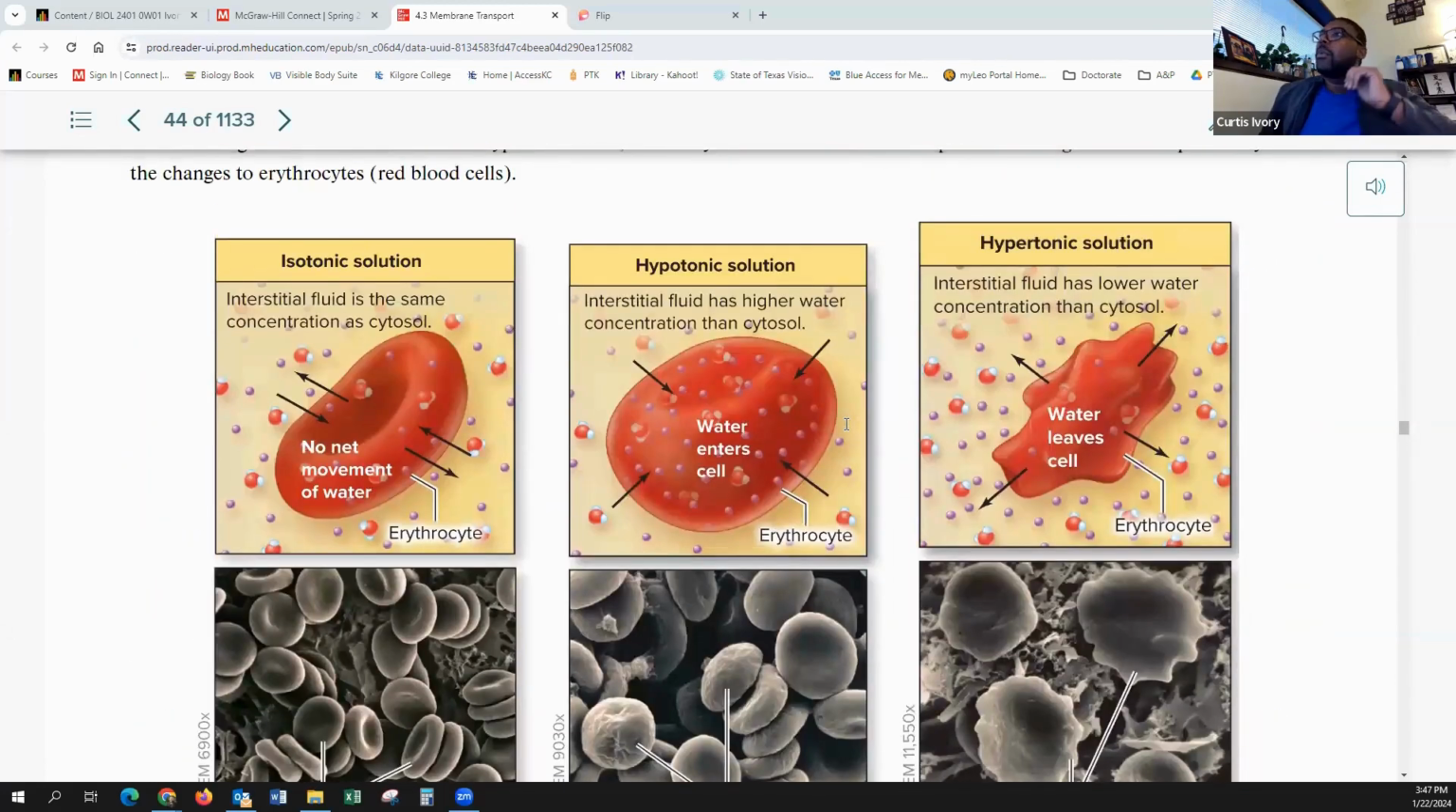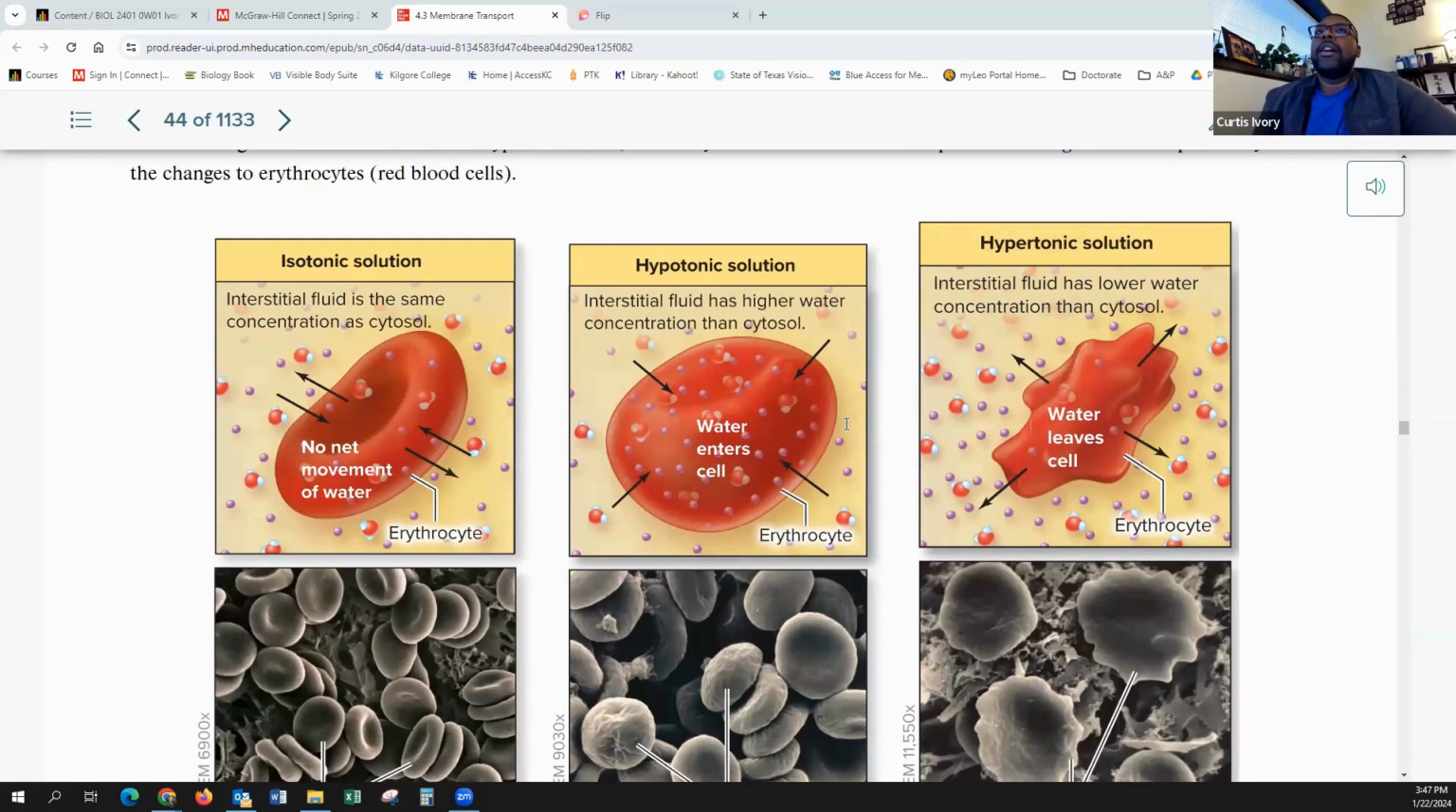So why is that even important? If you're going into the medical field, this is very, very, very important. So one thing you should always remember is that water chases salt. I want you to write that down. Water chases salt.